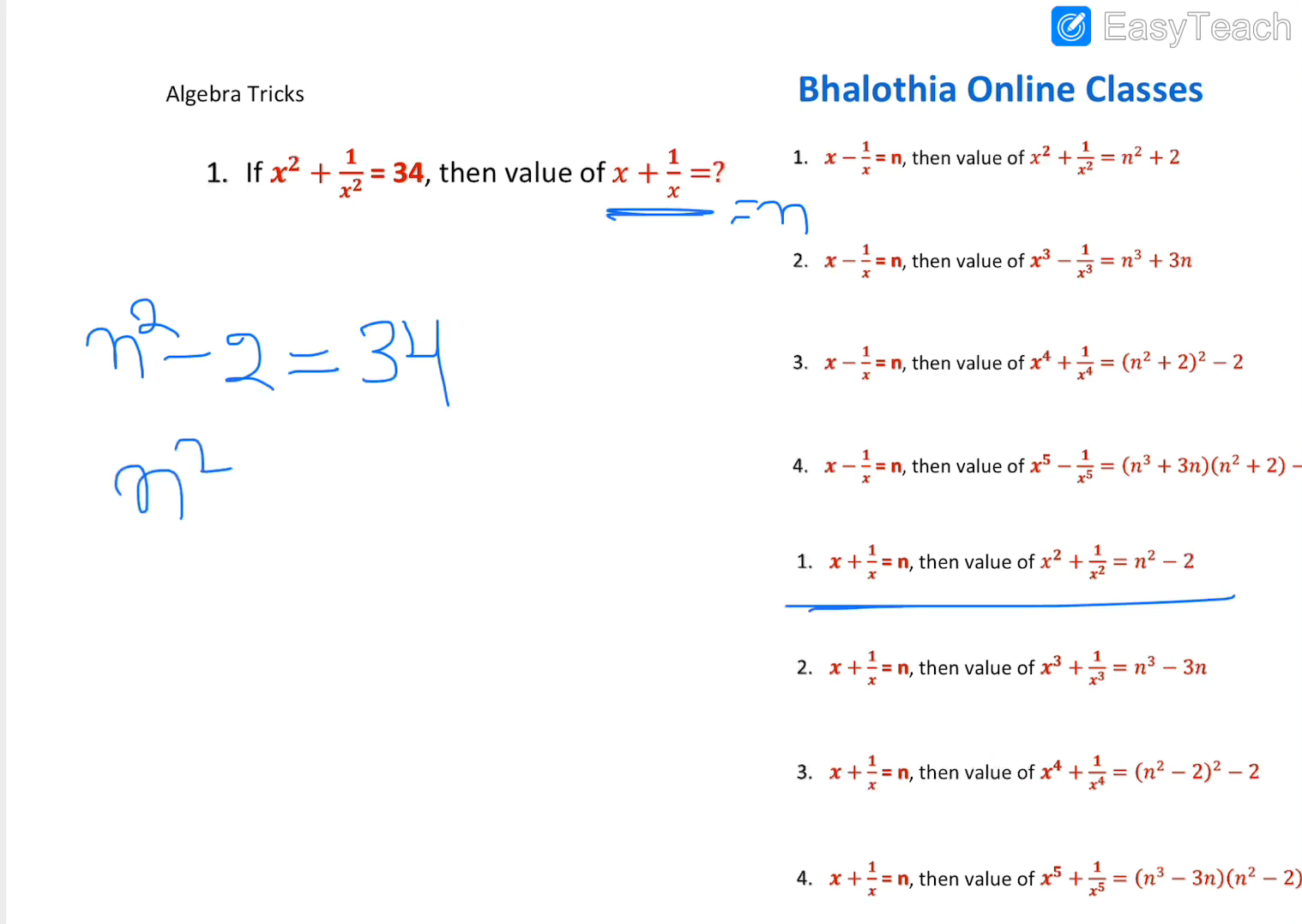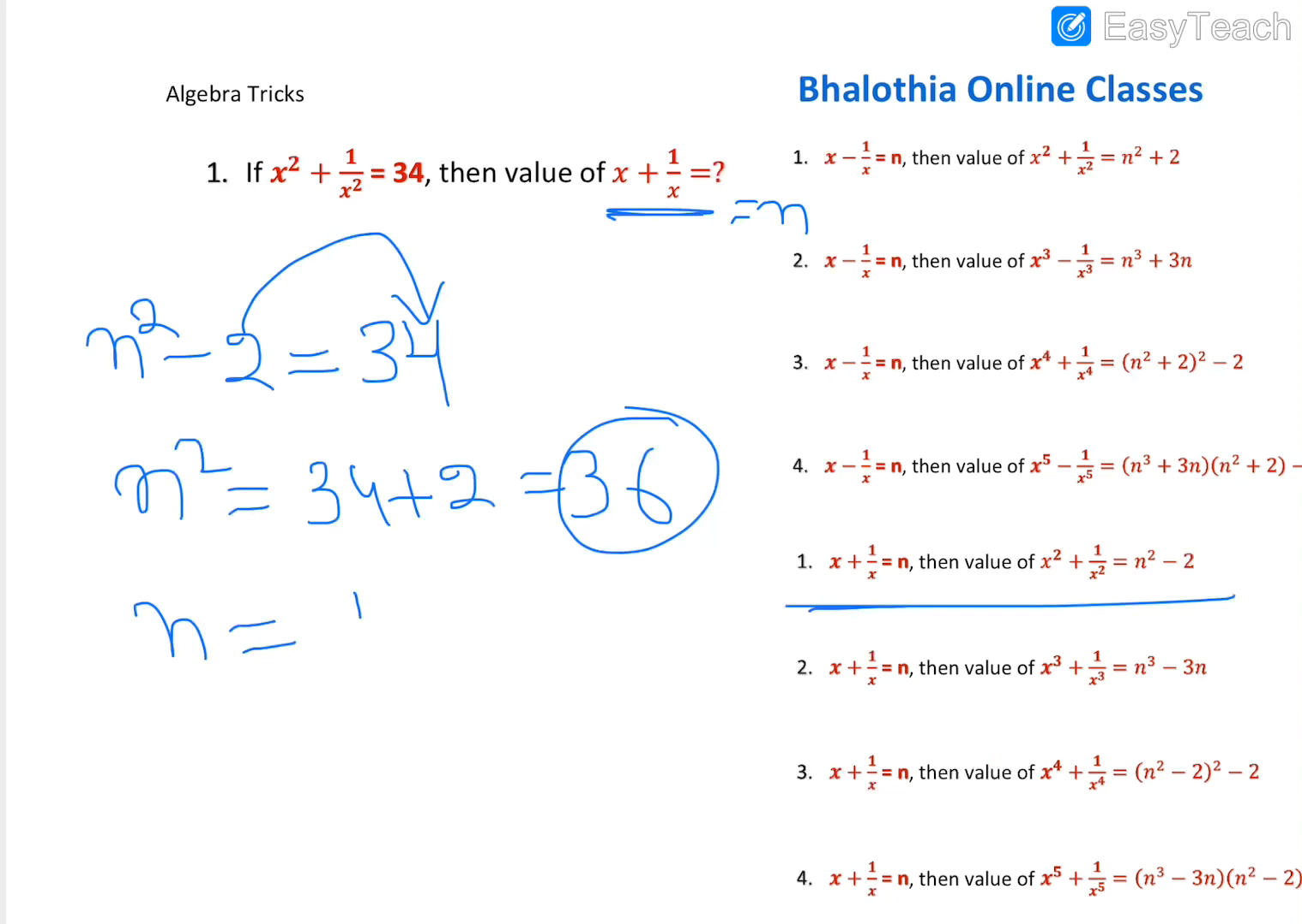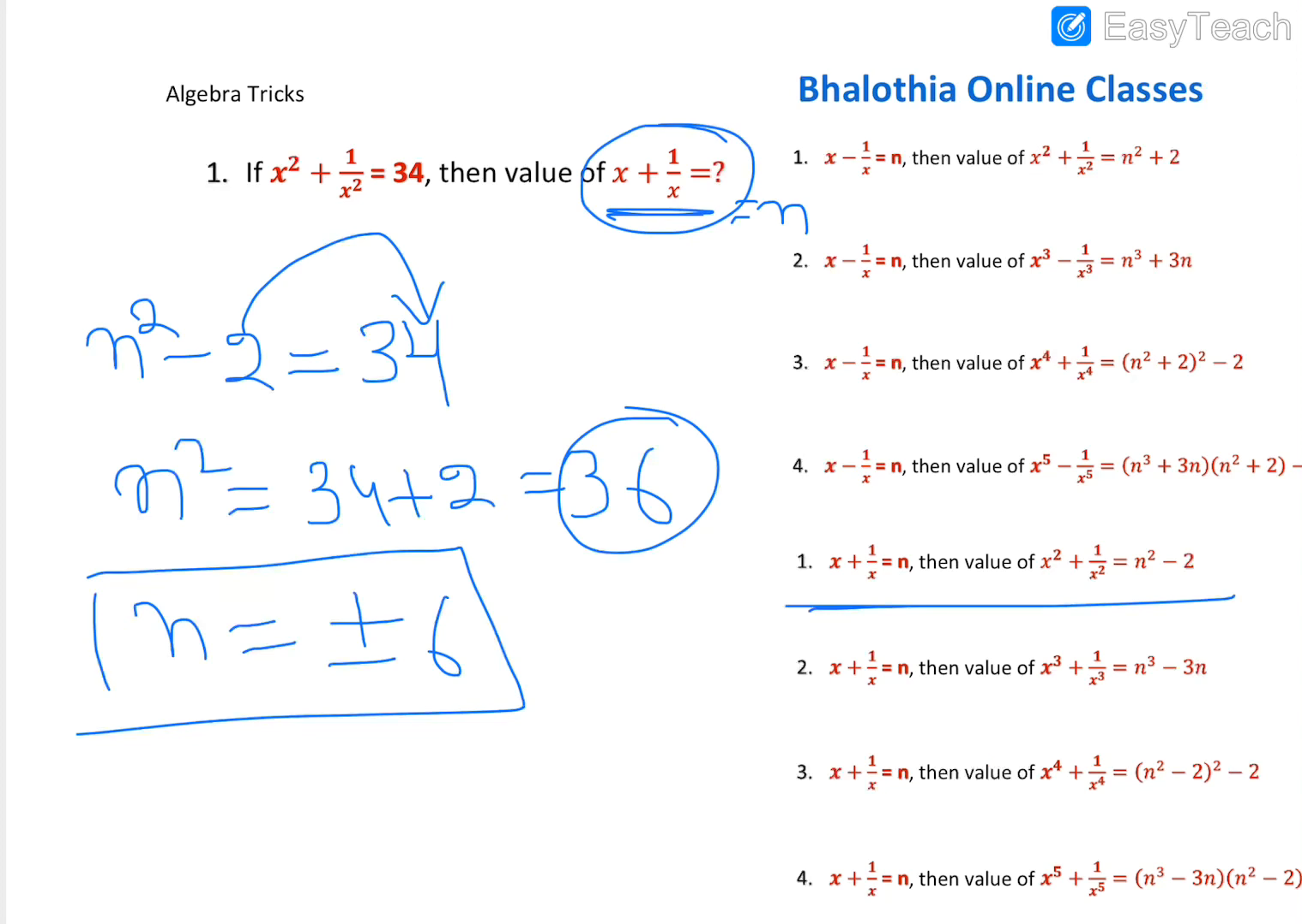So how we will solve it? So n square equal to, if we will take 2 on the right hand side, it will become plus 2, so 34 plus 2, okay, and it will become 36. So n equal to, if we will take under root of this 36, it will come plus or minus 6. So value of this x plus 1 upon x will be plus 6 or minus 6. There can be two values of this one. Okay, so hope you understand this one.